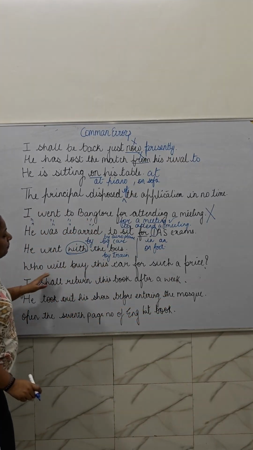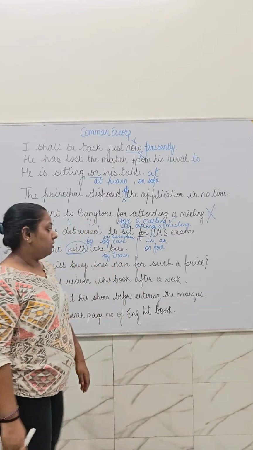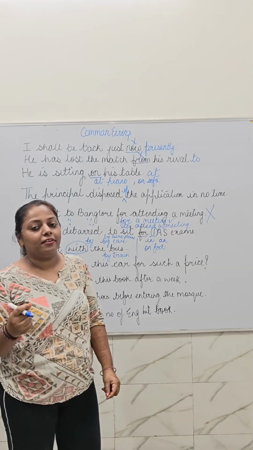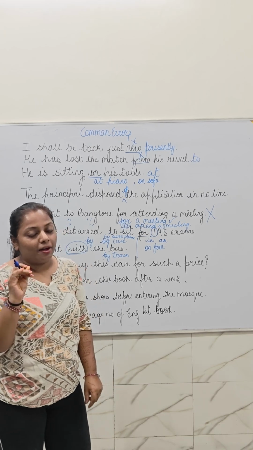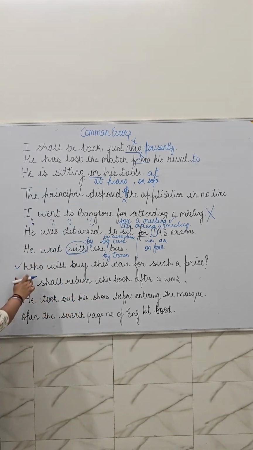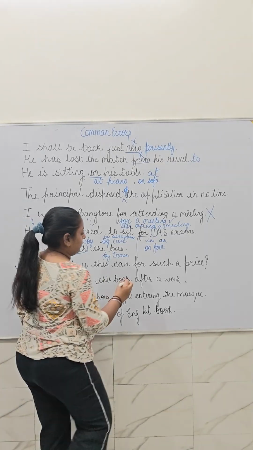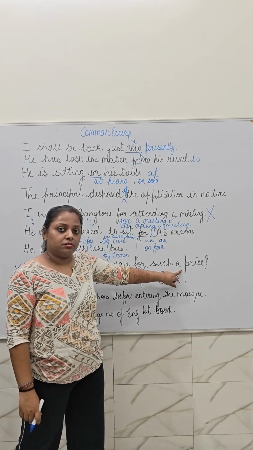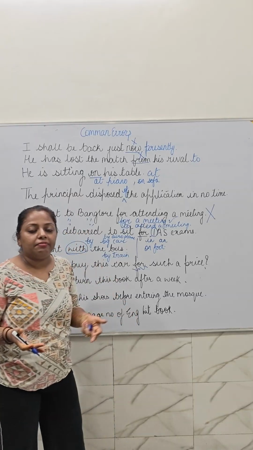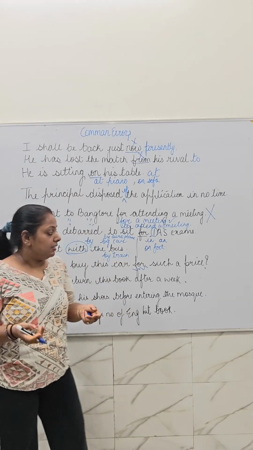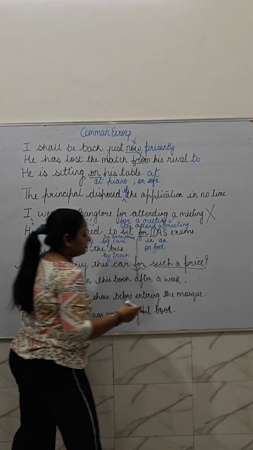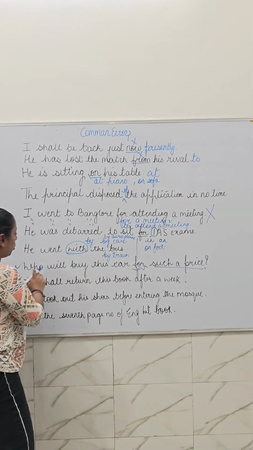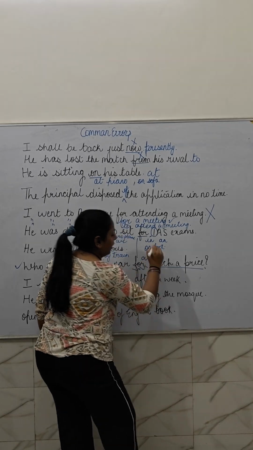Okay? Who will buy this car for such a price? Now, if you know the error, then trust me, you are very much aware of all the grammar rules. Who will buy this car for such a price? The problem is for. See, in the sentence, we are not given the price. For how much, is it for 5 lakh, or 10 lakhs, or 20 lakhs? We are just told that the price could be higher, and that is why we won't find buyers for the car. Okay, so who will buy this car at such a price?